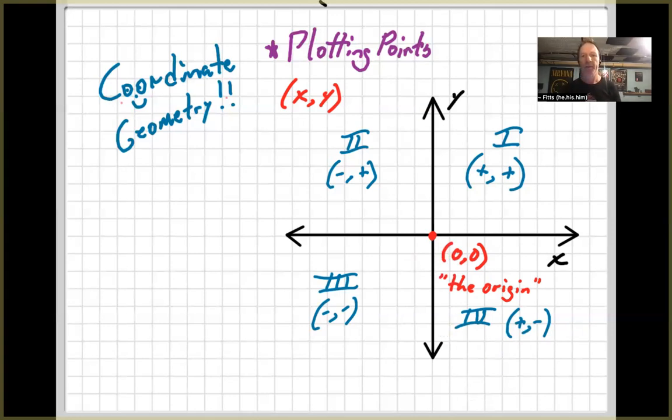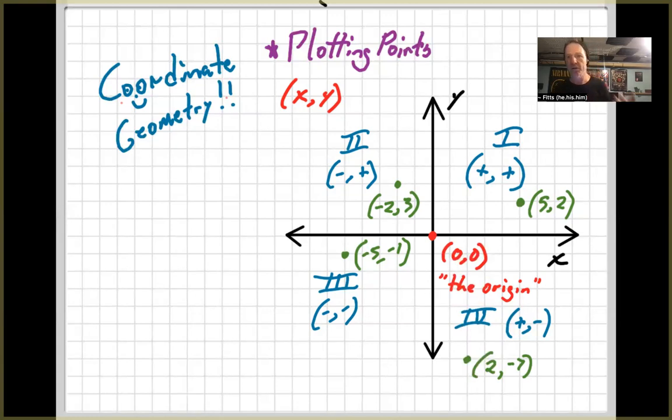So let's look at some points. For example, if I wanted to plot the point (5, 2), I would go 1, 2, 3, 4, 5 in the x direction, and then up 2 in the y direction. The point (-2, 3) will be negative 2 in the x direction, and then up 3 in the y direction. And same here, (-5, -1). And then over here, we have this point (2, -7). So it would be positive 2, down 7. So that's just plotting points. You're going to see some examples of problems like that. Just a little practice, so that's a refresher for us, hopefully.